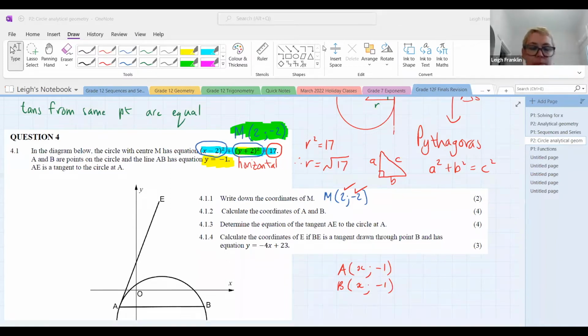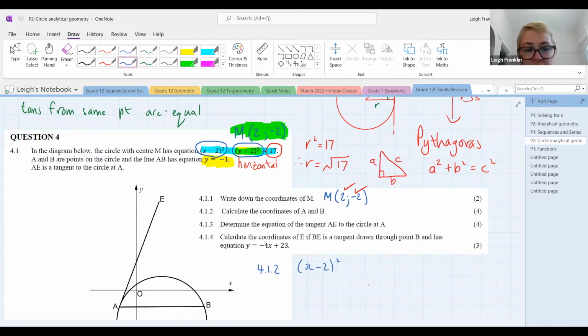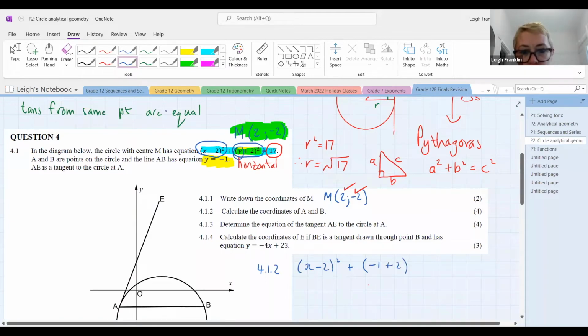There we go. Okay, good, Diana. You're going to take that -1 and you're going to sub it into the circle equation. Absolutely. So we're going to sub in, remove the y and make y equal to -1. All right, so now let's go ahead and do that. Let me just rub this off. And let's do 4.1.2 over here. We know that we've got x minus 2 squared plus, and then we are replacing this y over here with -1 plus 2 squared equals 17.